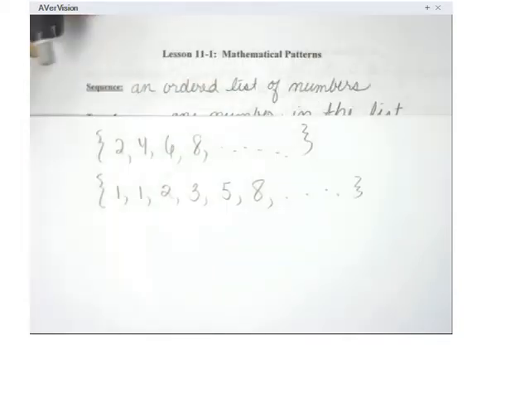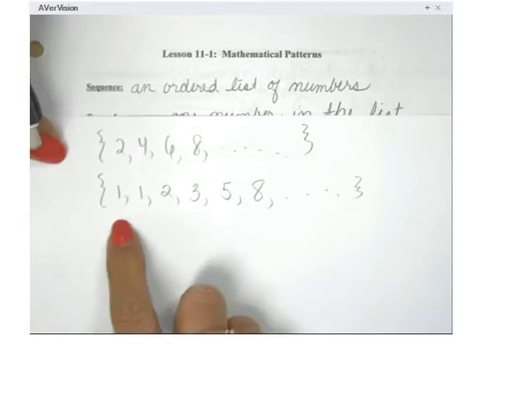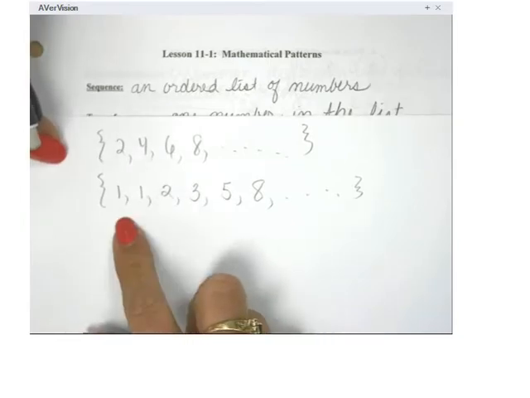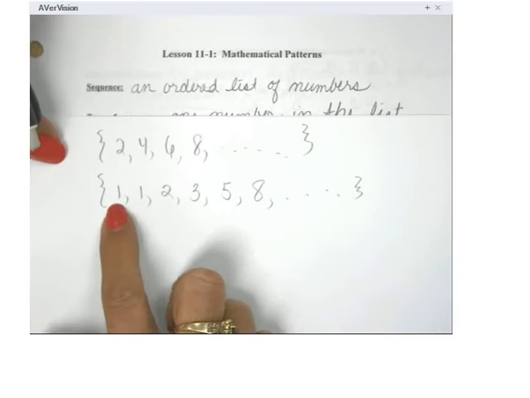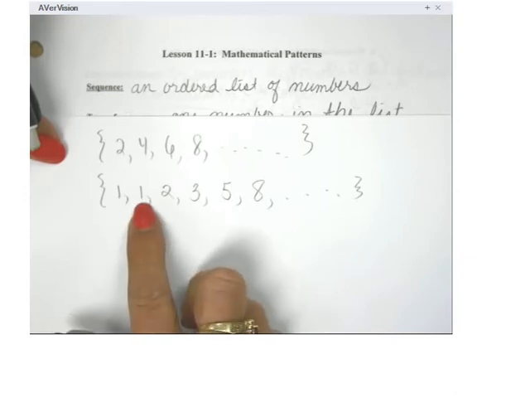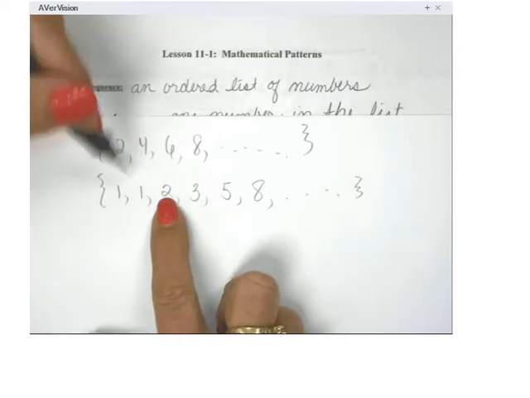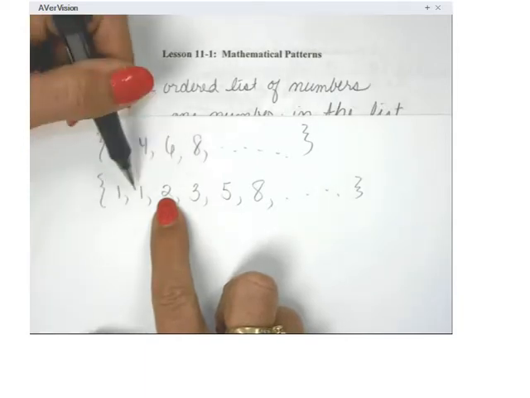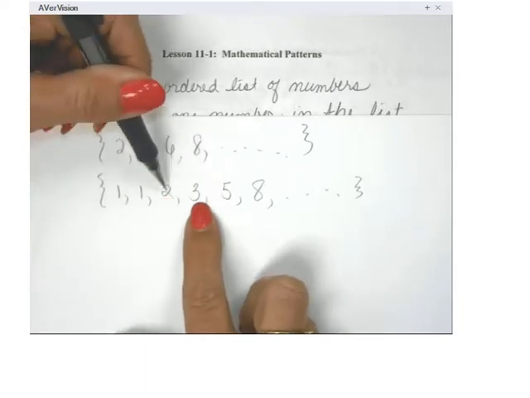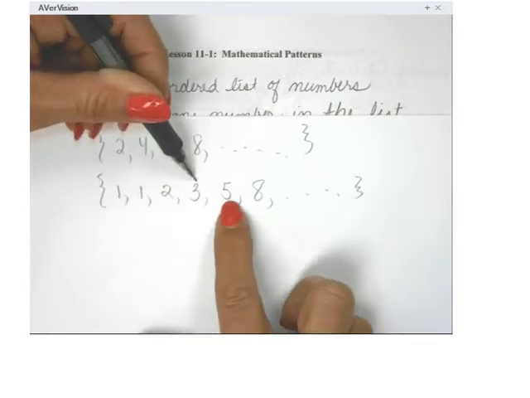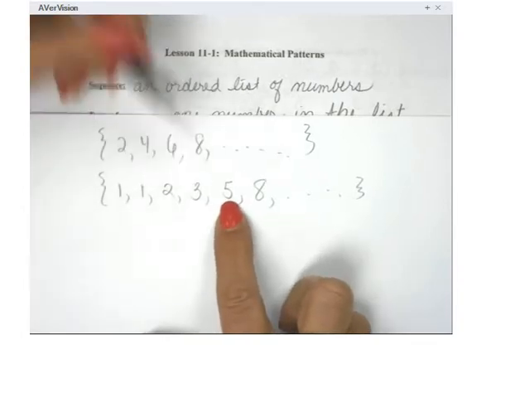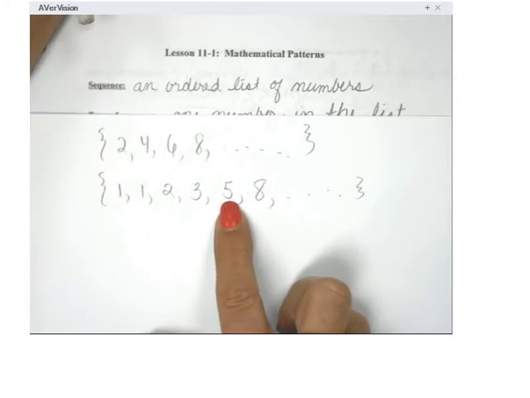Do you see the pattern? This is actually a famous sequence. It's called the Fibonacci sequence. I start with my first term. There's my second term. And notice I find this third term by adding these two. I find this term by adding these two. I find this term by adding these two, and so on. So that's actually called the Fibonacci sequence.